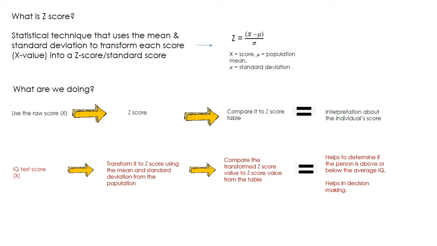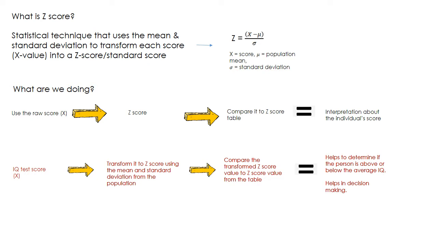So what will happen once we convert it to the z-score? We will compare the z-scores to the tabled z-score values, so we can make interpretations. Sounds very dry. So let's look at an example. The examples are in the red.